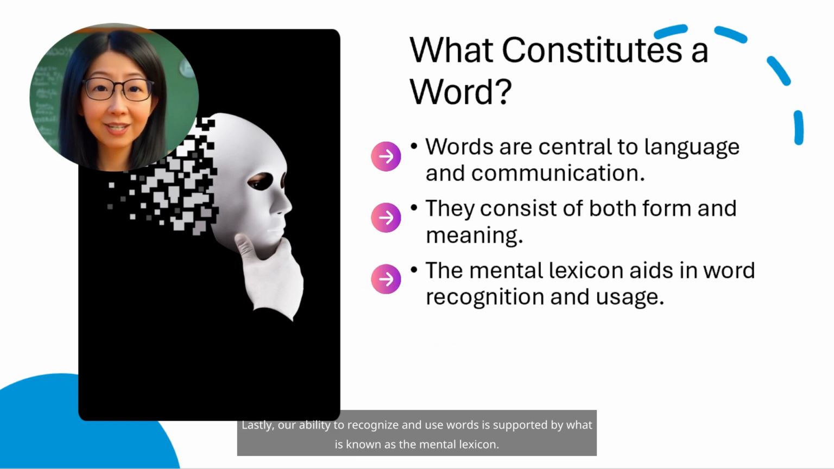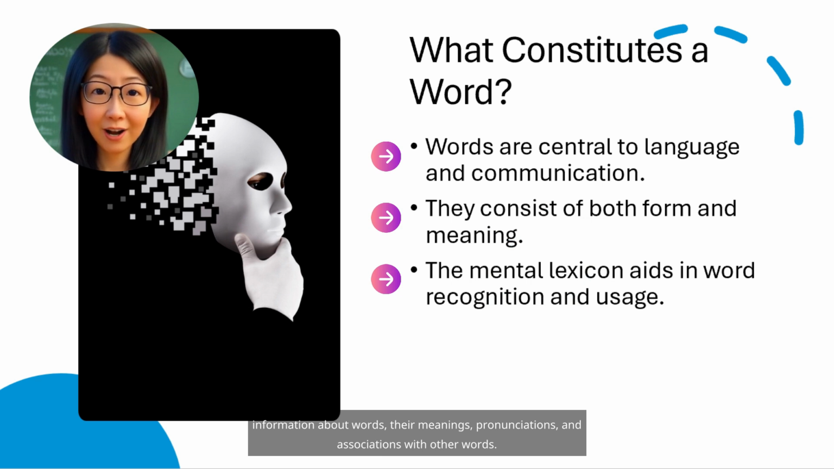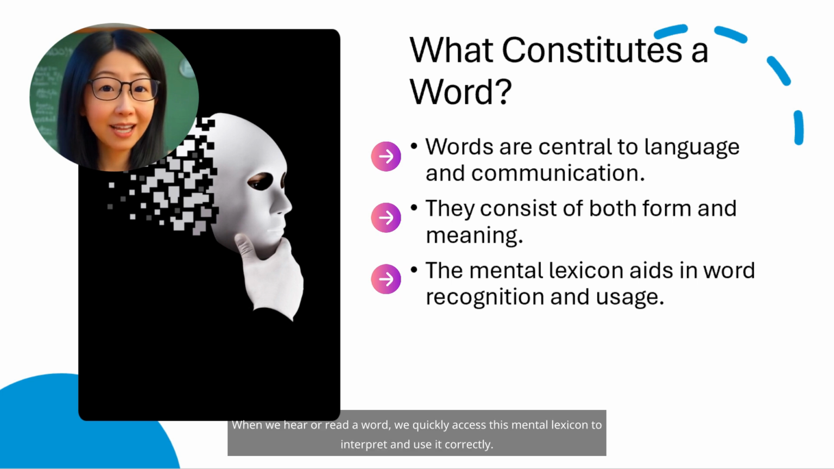Lastly, our ability to recognize and use words is supported by what is known as the mental lexicon. This is like a mental dictionary stored in our brains, where we keep information about words, their meanings, pronunciations, and associations with other words. When we hear or read a word, we quickly access this mental lexicon to interpret and use it correctly.